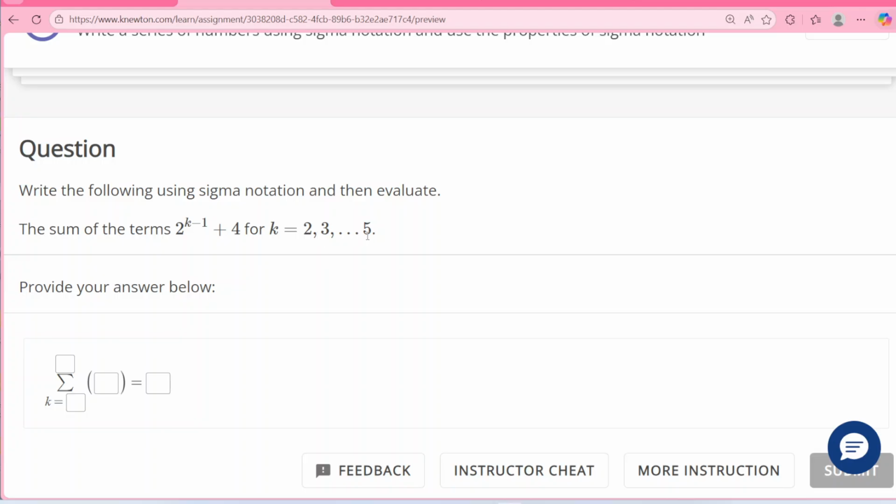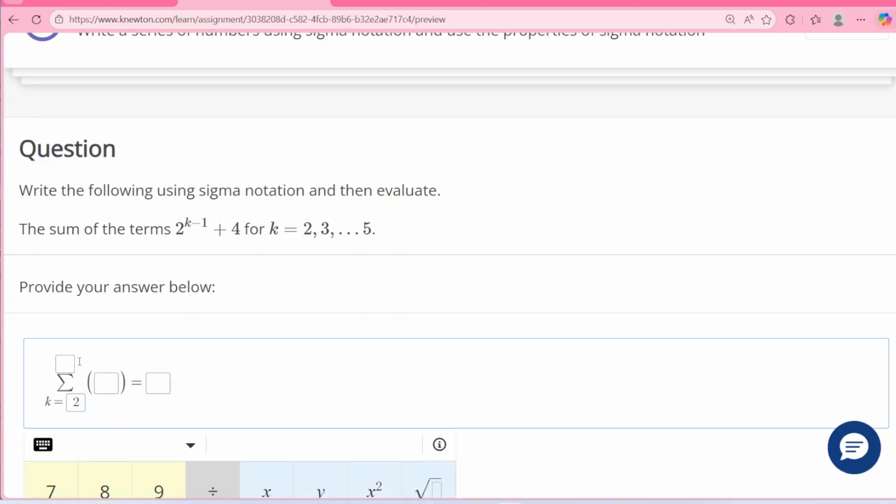So they gave us these values of k, from 2 to 5. So lower limit, the starting value of k is 2. That's going down here. The last one is 5. So 2 to 5, lower limit, upper limit. The expression is given as, again, this function of the index variable that they call k, 2 to the k minus 1 power, plus 4. And then I would add these up.